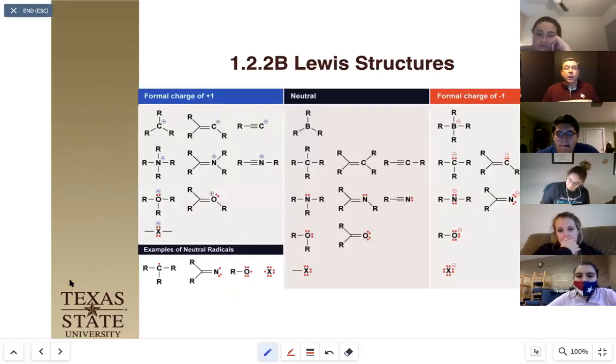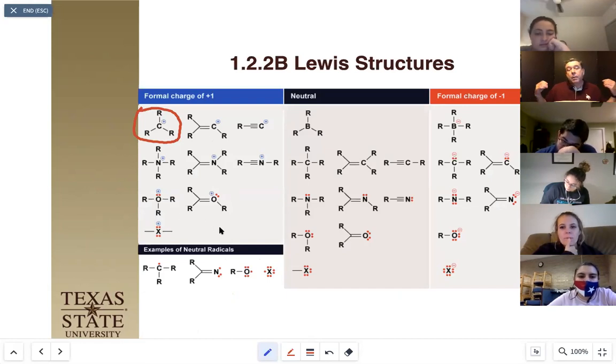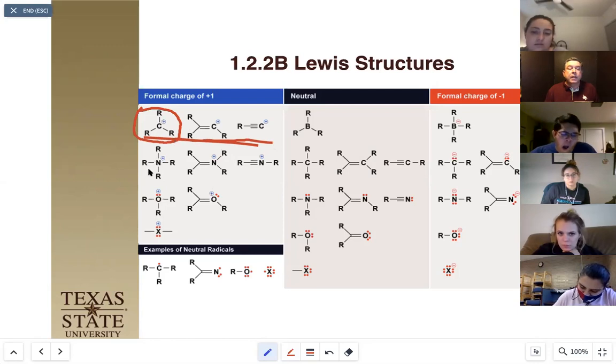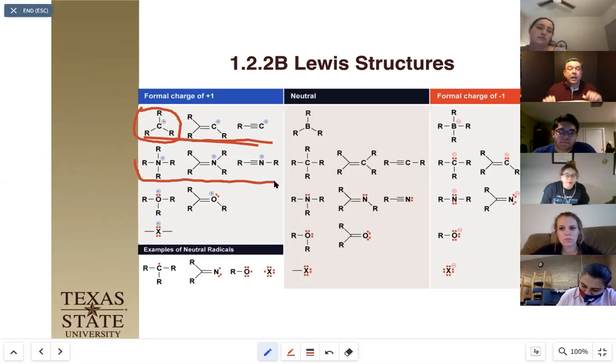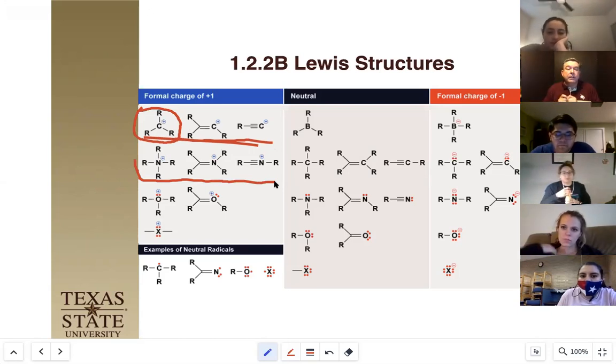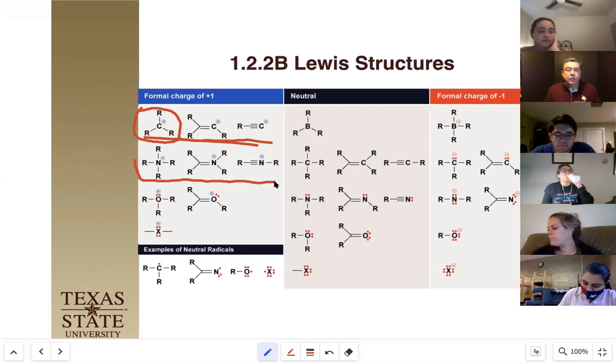Okay, let me show you some of the common Lewis dot structures for both charged and uncharged species. We can have a positive charge, and notice on all of these, the positive charge is on the less electronegative atom. For example, the carbon is probably the less electronegative atom on all of these. Here, the positive charge is actually on the nitrogen because we're using the lone pair that was on that nitrogen to make that bond. That's why the nitrogen actually has the positive charge on it.